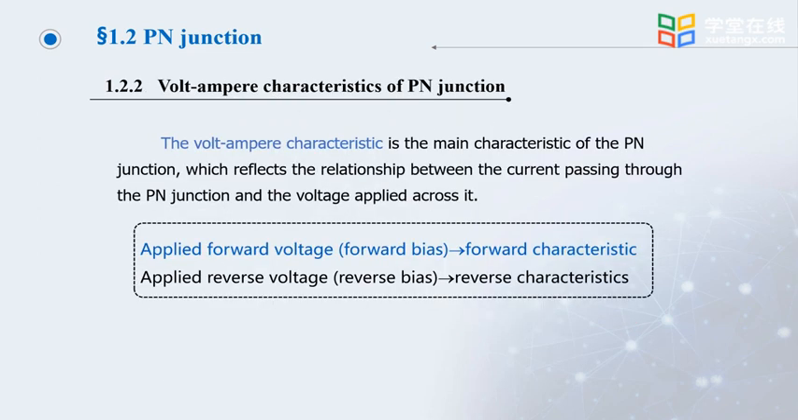Let's take a look at the volt-ampere characteristics of the PN junction. The volt-ampere characteristic is the main characteristic of the PN junction. It describes the relationship between the current through the PN junction and the voltage across its two ends. When the applied voltage is positive, we call it the forward characteristic. When the external voltage is negative, that is reversed, we call it the reverse characteristic.